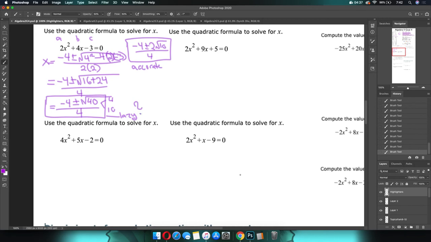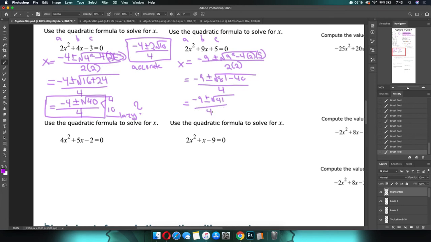So next problem, I want to do a couple just to make sure we're comfortable with the format. So there's my A, there's my B, there's my C. So x equals opposite b plus or minus the square root of b squared minus 4 times a times c. That's a little bit neater. All over 2a. So that gives us opposite 9 plus or minus 9 squared is 81, minus 4 times 2 is 8, 8 times 5 is 40, over 2 times 2, which is 4. 81 minus 40 is 41 over 4.